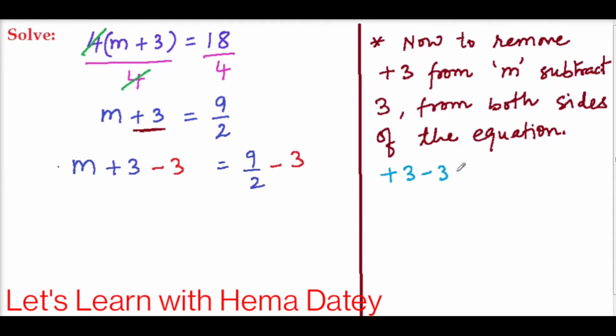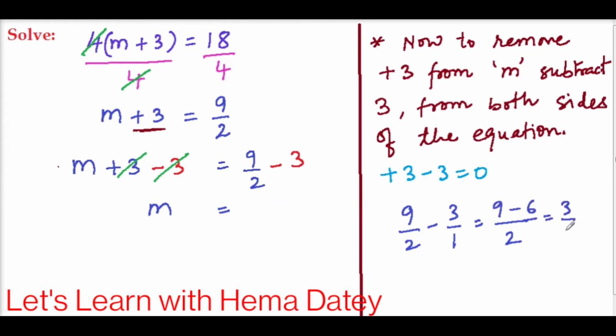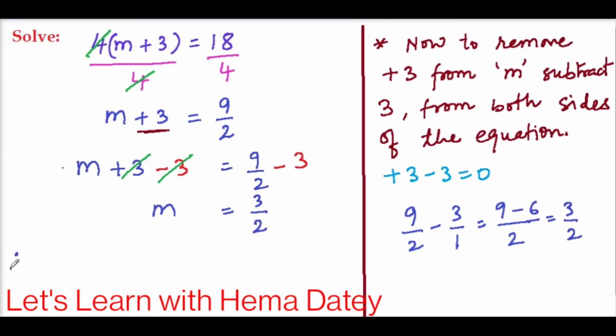We know that plus 3 minus 3 equals 0. So minus 3 and plus 3 will be cancelled, and on the left hand side we will have only m. Now solve 9 by 2 minus 3 by 1. After solving it correctly, we will get 9 minus 6 by 2, and that will give us 3 by 2. So the value of m is equal to 3 by 2.